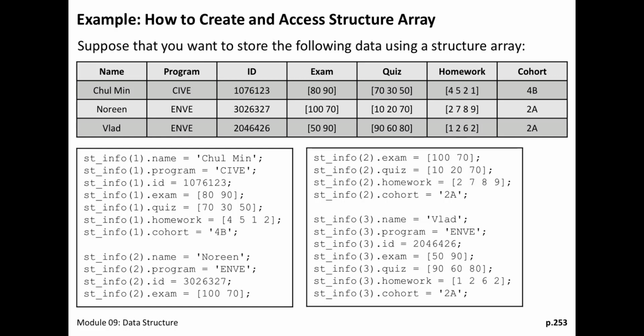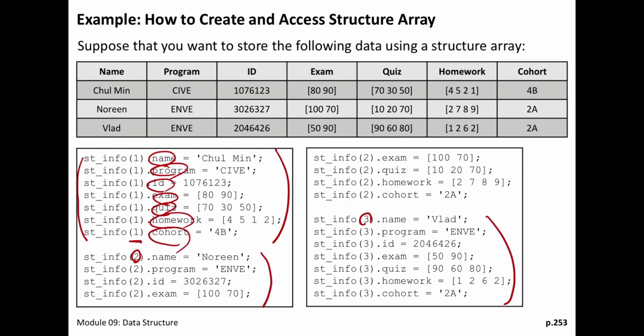This is a simple example of defining an array of structure variables. See, in this student info, the first location we store Chalmin's information. The second location we store Norrin's information. The third location we store Blood's information. So again, this is kind of a card. Each card has this type of information.